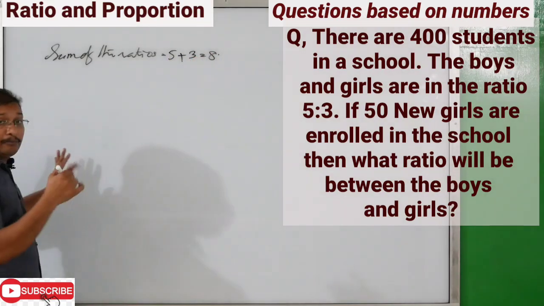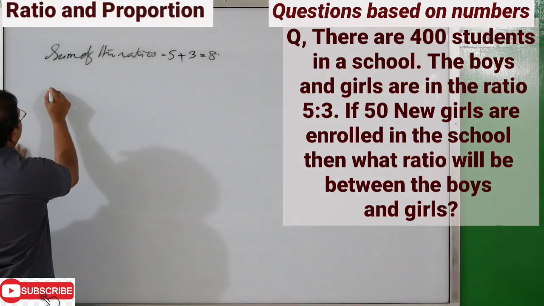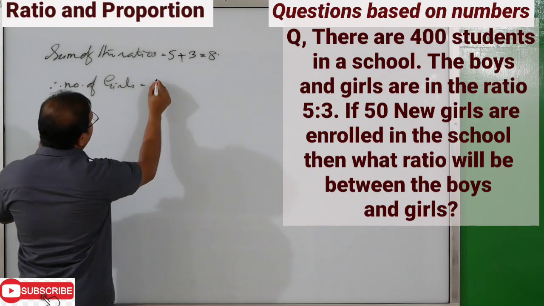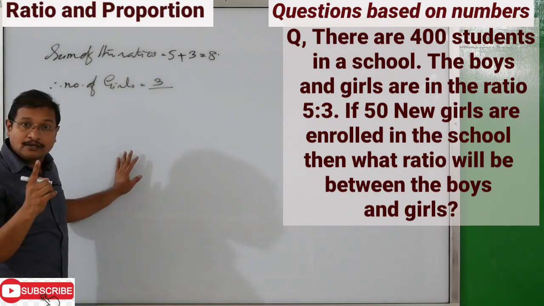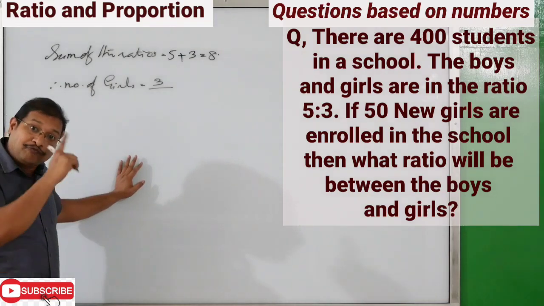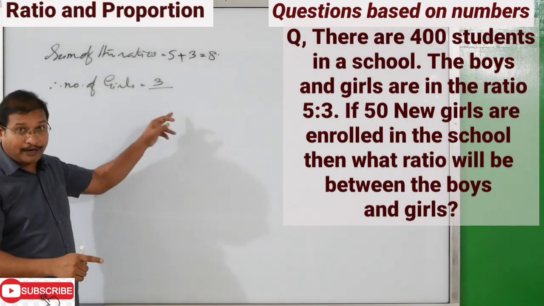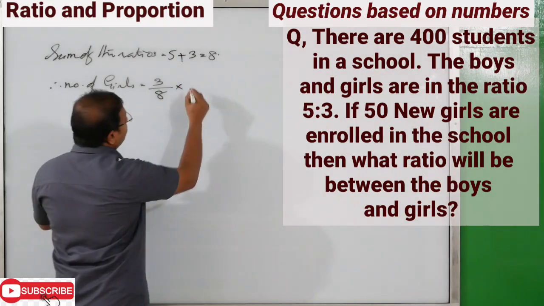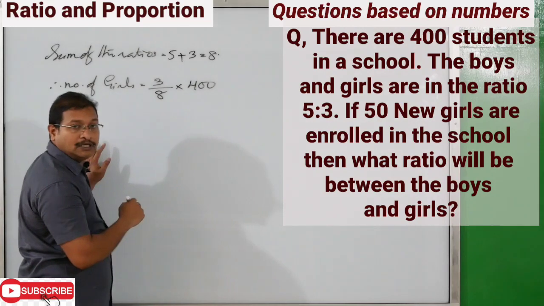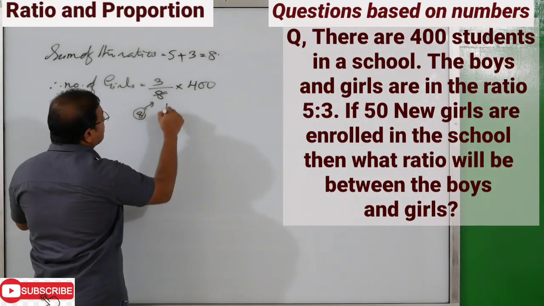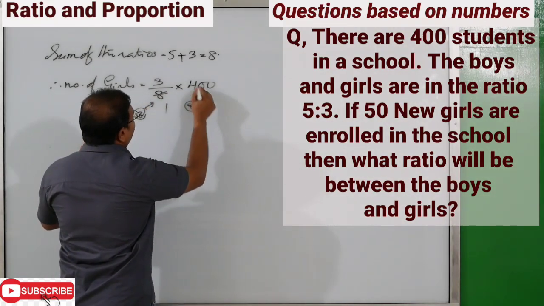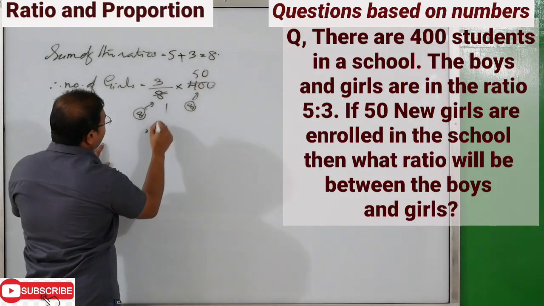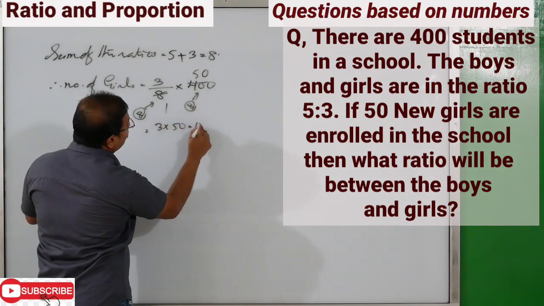Now we will find out the number of girls first. Therefore, number of girls equals 3, because the ratio between boys and girls is 5:3. That means the girls ratio is 3. That means 3 by 8 into the total students in the school, which is 400. Now we'll cancel by 8. 8 ones are 8. 8 how many times is 40? 8 fives are 40, and this 0 we write. That means we'll get 3 into 50, that is 150.